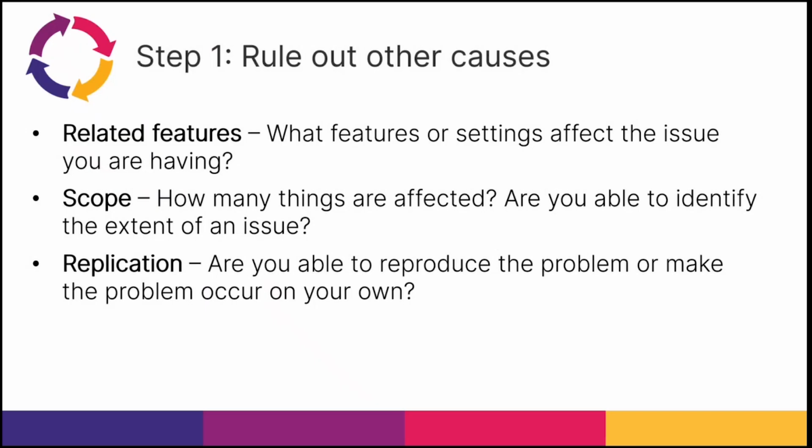Okay, so as I said, in step 1 we've done this with two examples. The first one is to rule out other causes. So we need to ask ourselves, what features or settings affect the issue we are having? We want to ask how many things are affected. Are we able to identify a pattern or an extent? Is our workflow problem happening only with cases in the last week? Is it a new issue? And then that allows us to say, well, did I change anything on my side? Did I change my form? Did I change my workflow settings? Because then we're able to much more definitively say whether something could be a bug or not.